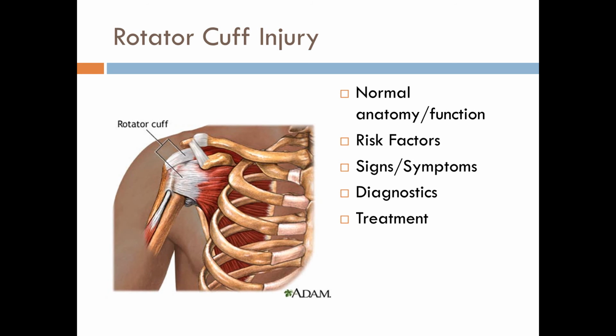Treatment-wise, if it's a partial tear or just a minor little tear, we can treat it conservatively with ice and heat. We could do steroid injections, definitely some rest, NSAIDs, and then we usually get physical therapy involved, and they'll gradually start mobilization with range of motion and strengthening to try to strengthen up those muscles. And the goal is to maintain passive range of motion and return that abduction strength.